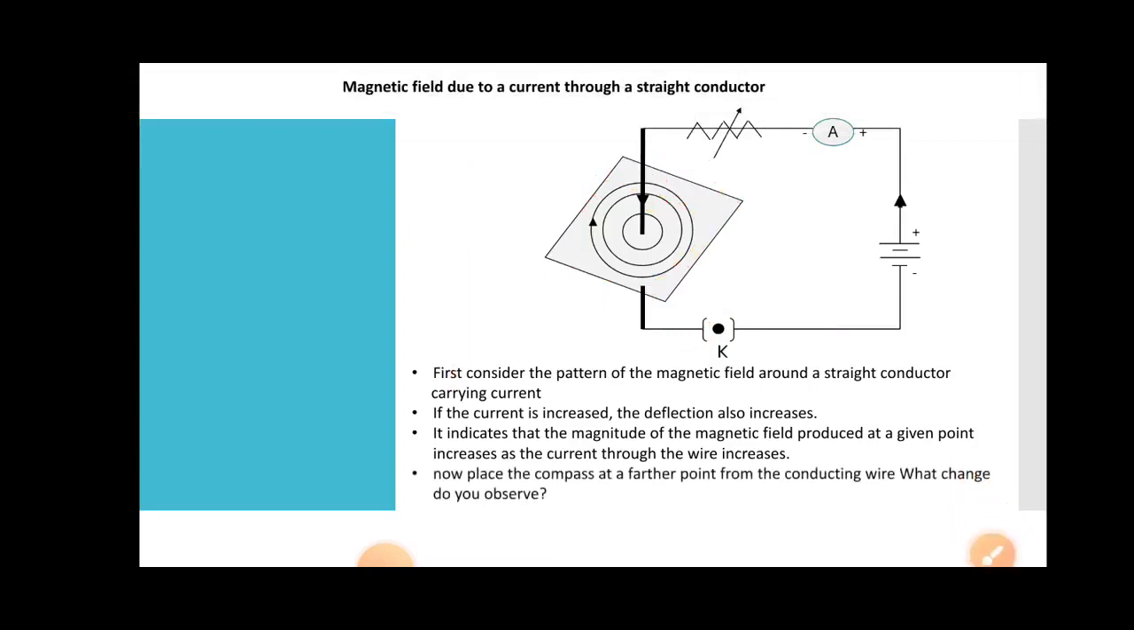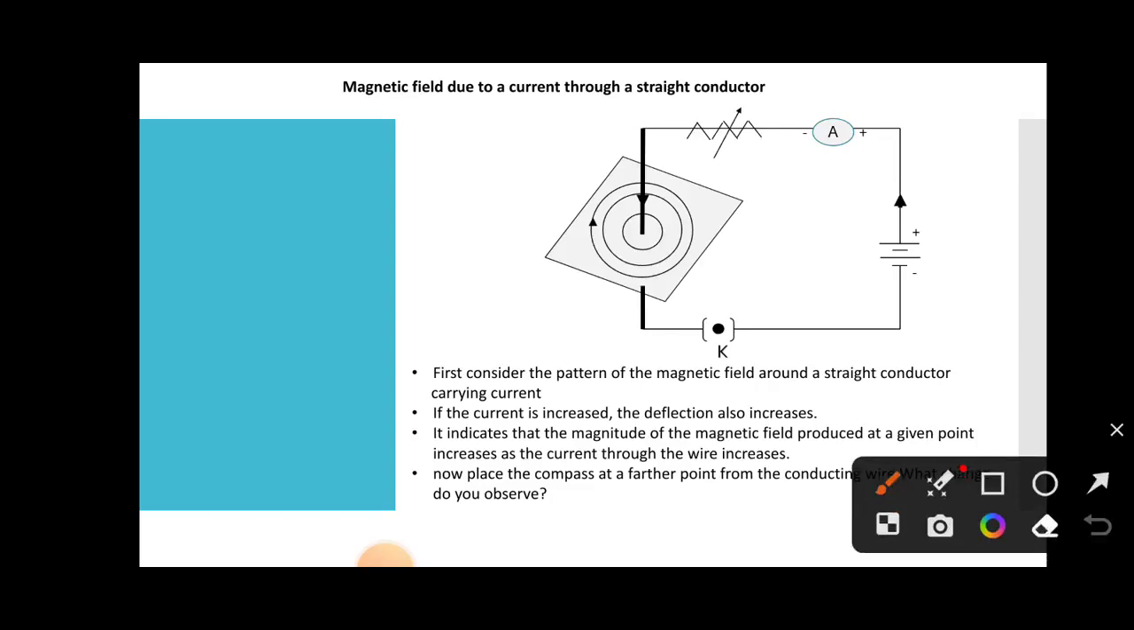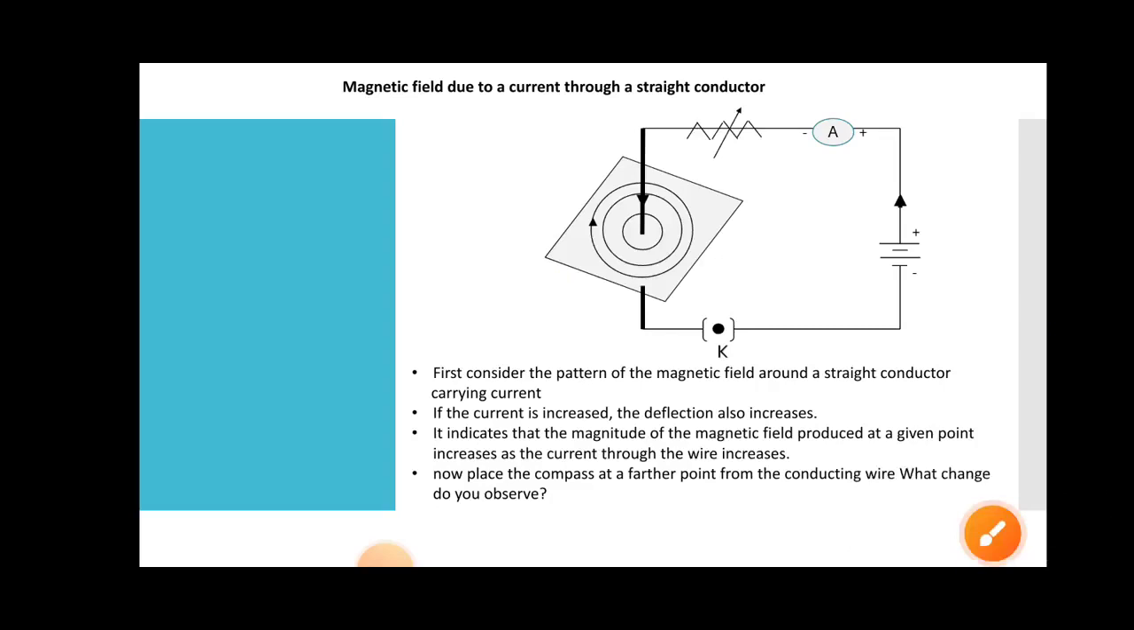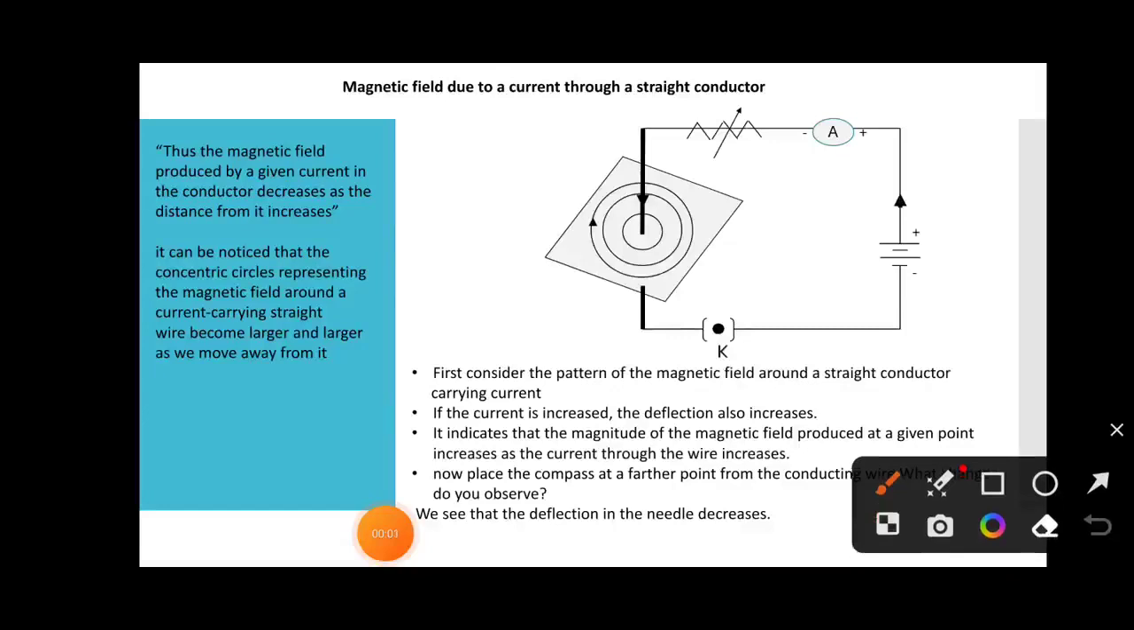Now place a compass at a farther point, any point. If we take any point here, what change do you observe? We see the deflection in the needle is decreased. Thus, the magnetic field produced by a given current in the conductor decreases as the distance from it increases.